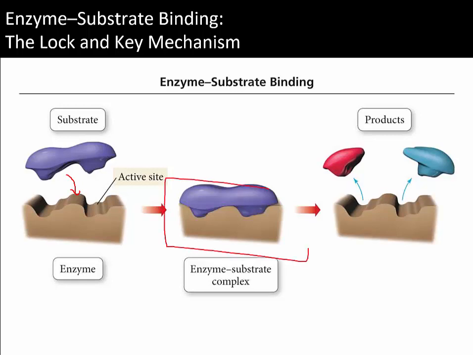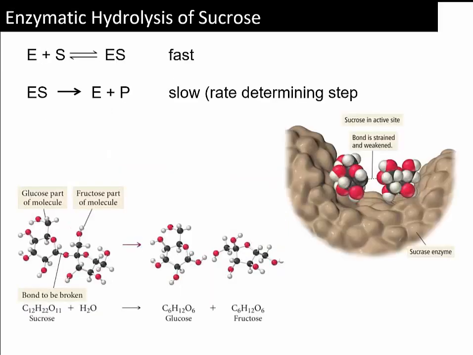All right, so a substrate lands on an active site of the enzyme. You form this enzyme-substrate complex, and then the products are generated, and they release from the enzyme, leaving the enzyme behind as it was. So you have some enzyme and a substrate. That's our fast step. Our enzyme-substrate complex is going to form the enzyme and product. It's a slow rate-determining step.